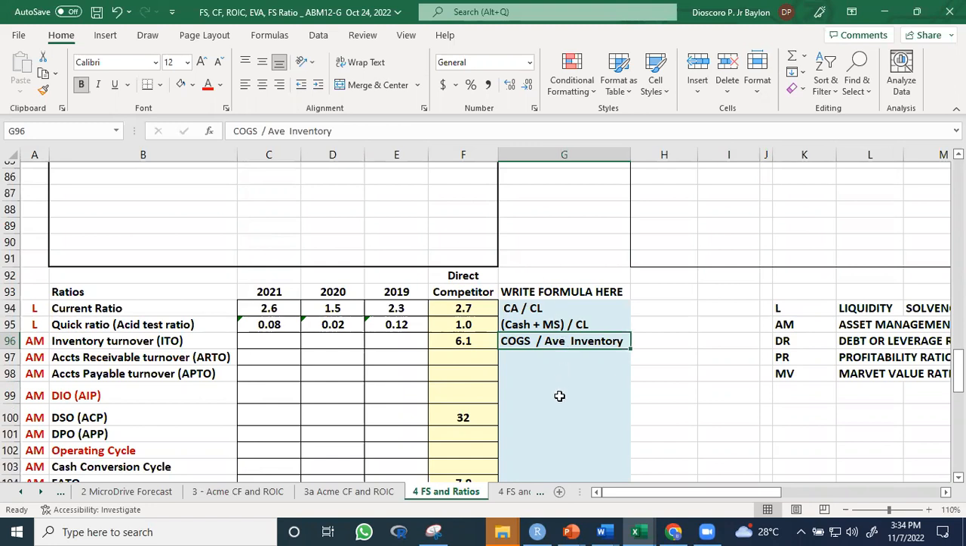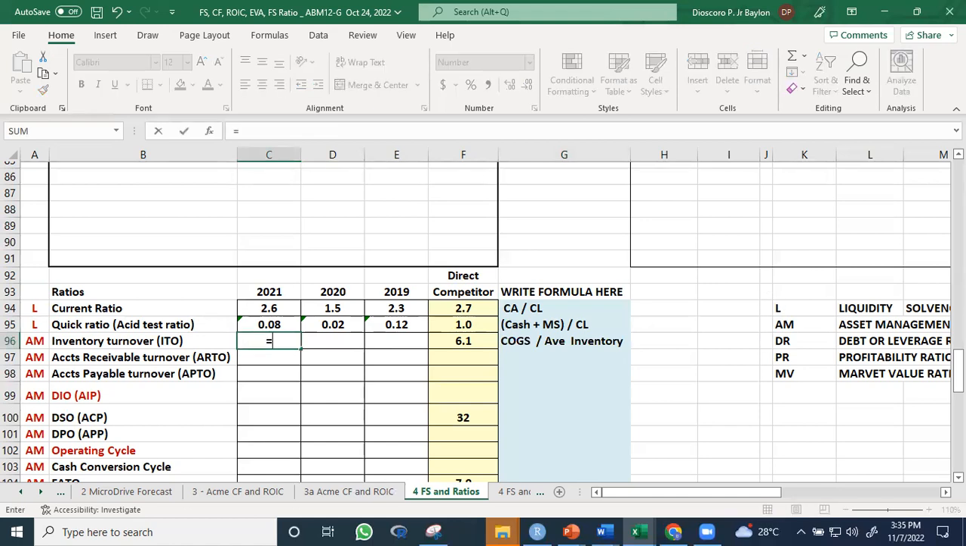It does not make sense to just divide by the inventory on December 31. That's one period, one day of inventory. In fact, if you have monthly inventory, it's better to divide by the ending inventory per month so that you will have an average of the movement of inventory for the whole year. Okay, so cost of goods sold, 1 year, average inventory, average for the whole year. So let's compute for this, the ITO or the inventory turnover.